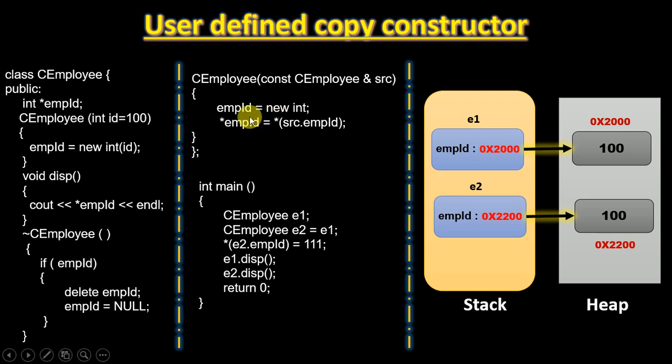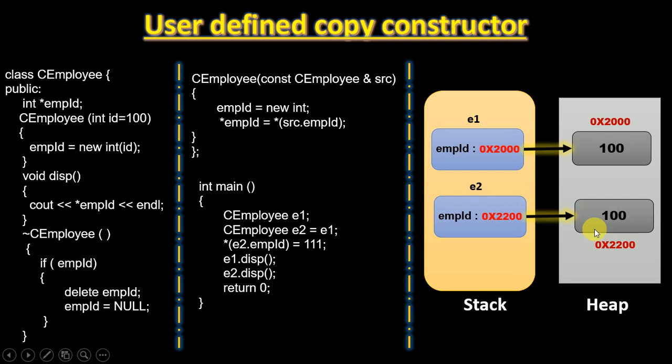So what we are doing in the copy constructor is creating a separate memory location for the target object as well, and only the value in the source pointer's memory is copied, not the address. Now E1's EMP ID has a separate memory location, and E2's EMP ID also has a separate memory location. In case of shallow copy, E1 EMP ID and E2 EMP ID both refer to the same memory location. Now that is not the case, so this is what we call deep copy.